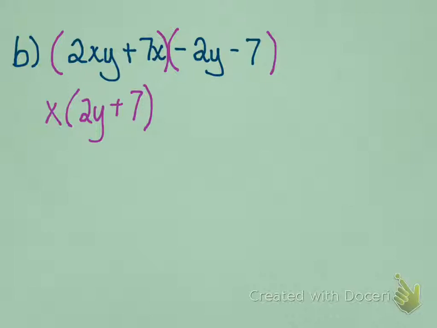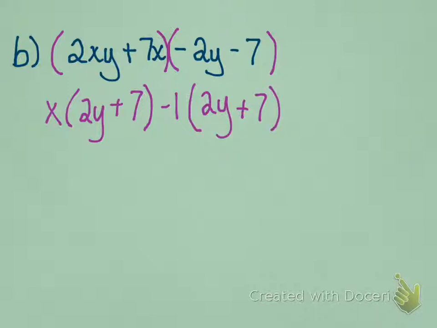Then this next set of parentheses, they don't really have any numbers in common and they don't have any letters in common. But remember, we talked about that: if they don't have any numbers or letters in common, their GCF is 1. And in this case, they both have a negative 1 in common. So if I take negative 2y divided by negative 1, that gives me positive 2y. If I take negative 7 divided by negative 1, that gives me positive 7.